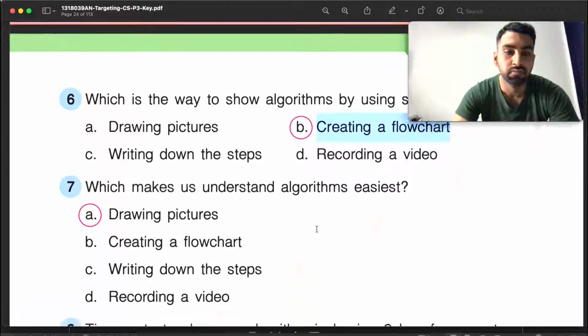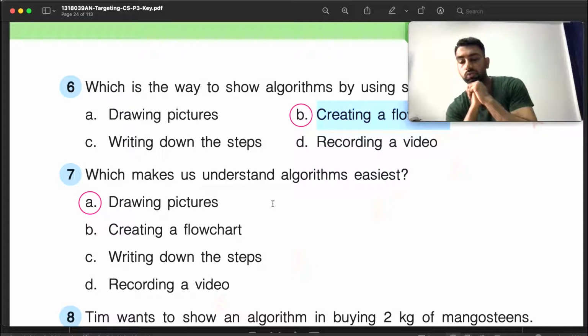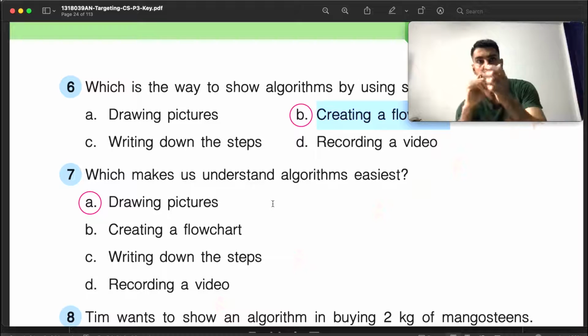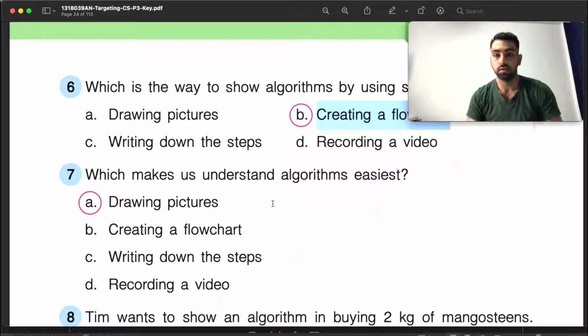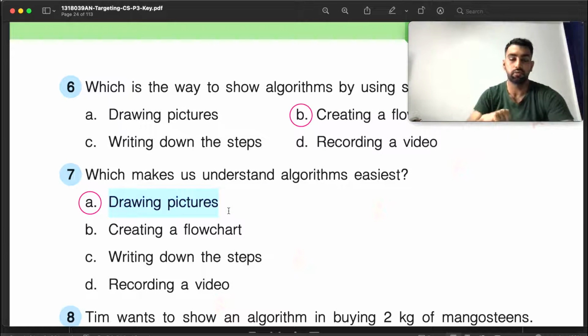Alright. Okay, which makes us understand an algorithm easiest? Which way is easiest to understand an algorithm? Number 1 is writing, number 2 is drawing, number 3 is algorithm or flowchart. So the easiest way is drawing a picture. Alright. A.